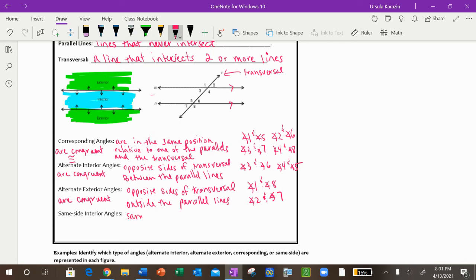Okay, so the same side of the transversal. And again, between the parallel. And so angle 3 is on the inside, and on the same side of that one is angle 5. Angle 4 is on the inside, and on the same side is angle 6. Now, these angles are not congruent, so let's see if we can figure out what they are.